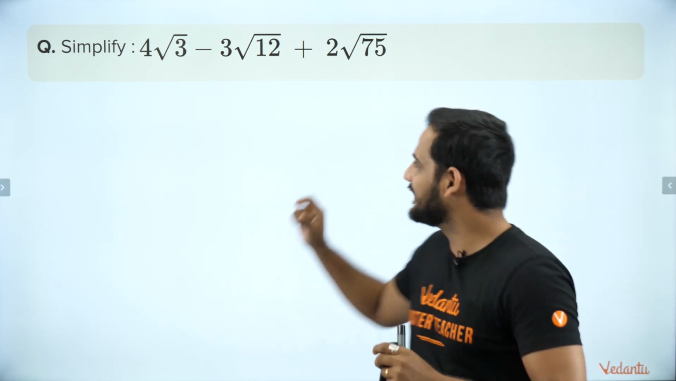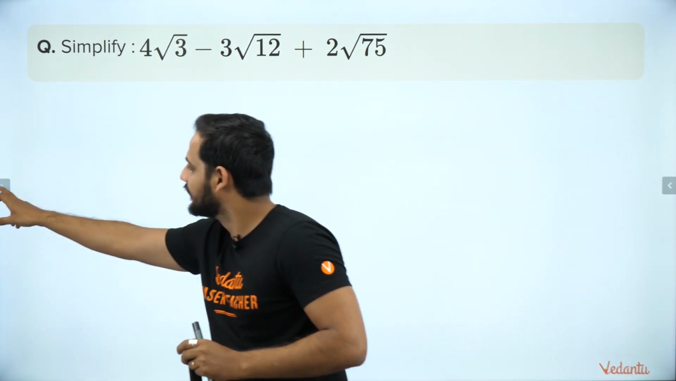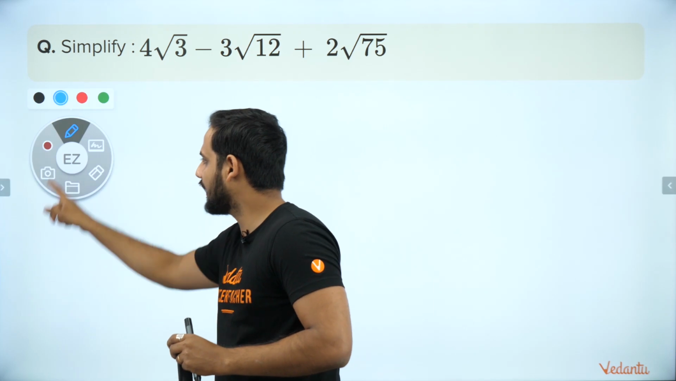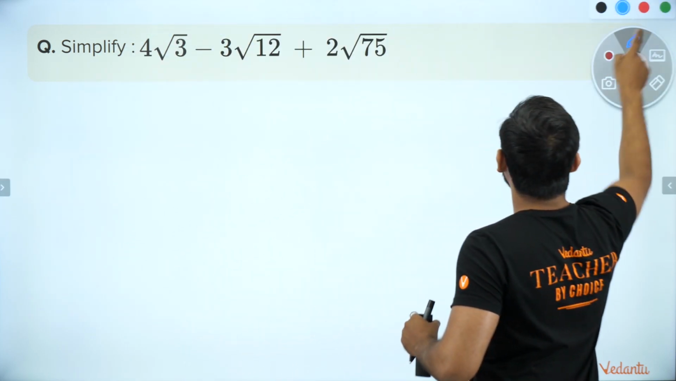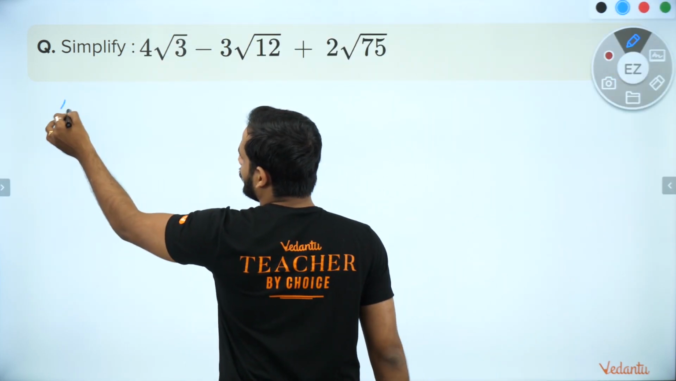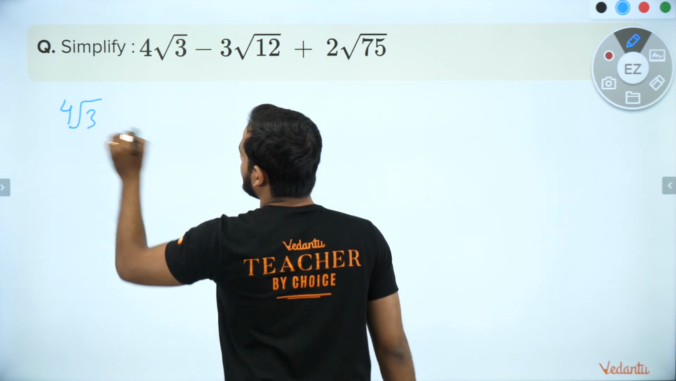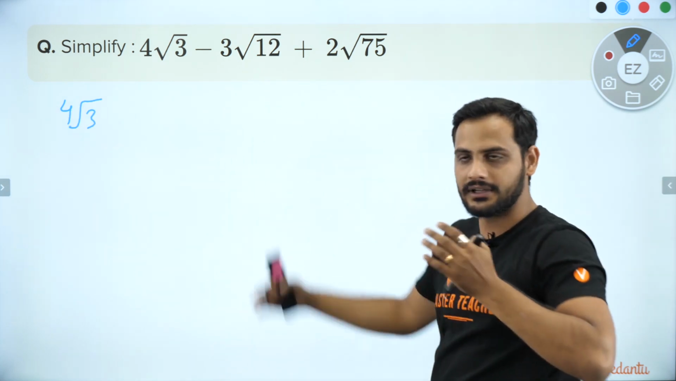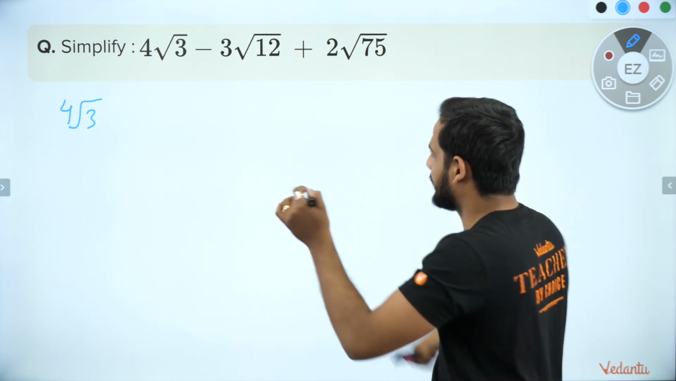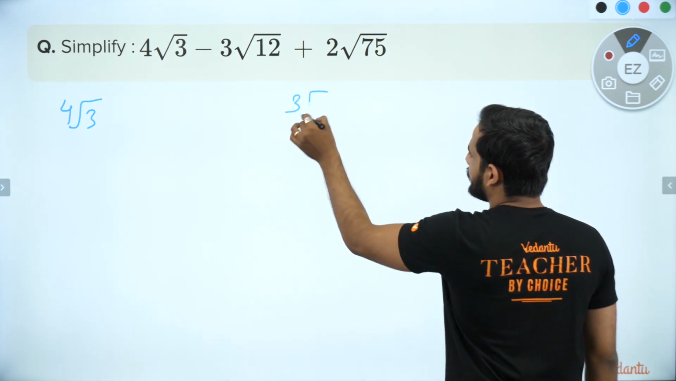That is the trick. These are not the simplest form. So we have to first find out their simplest form, correct? So this will be written as 4 root 3. Chalo, let me tell you the simplest form of this separately. So 3 root 12, let us find it out.